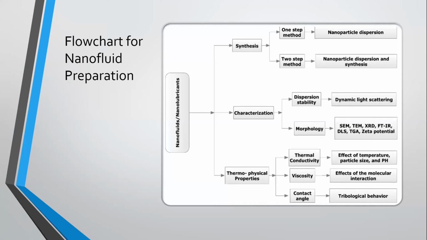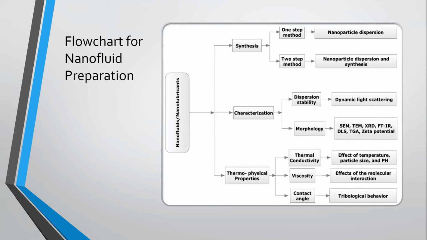Then after that, some detailed steps are there. In synthesis: 1-step method, nanoparticle dispersion, 2-step method, nanoparticle dispersion and synthesis. In characterization: dispersion stability, dynamic light scattering. Morphology is SEM, TEM, XRD, FTIR, DLS, TGA, and zeta potential.